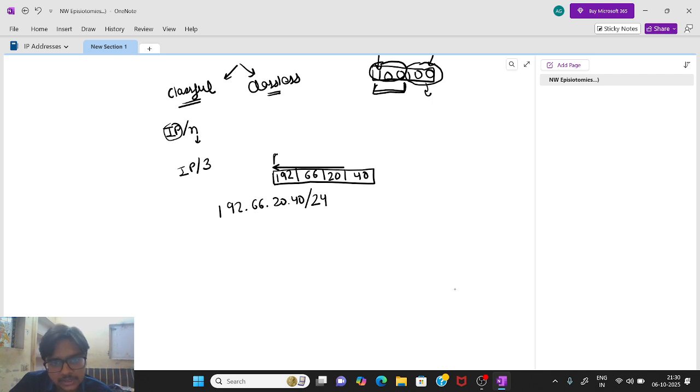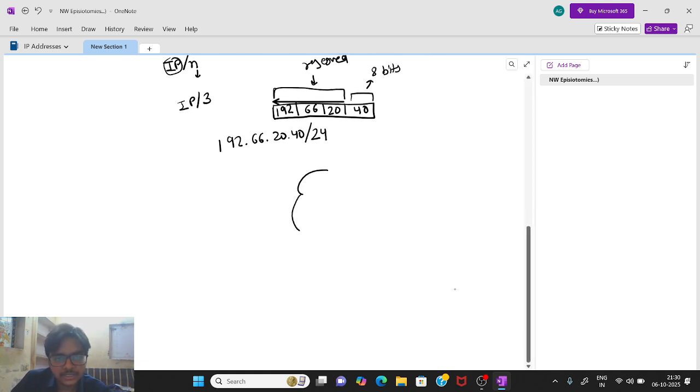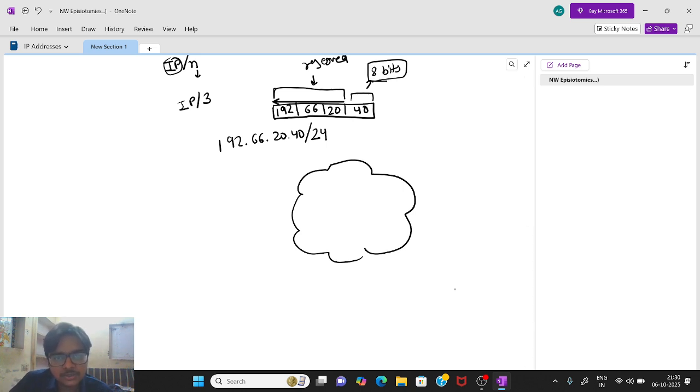Okay, so these 24 bits are reserved. You cannot change them. Only these 8 bits are available. So now you can form a network. This network can have at most this many hosts. You can take these bits and generate different combinations. From 8 bits you can generate 256 combinations.